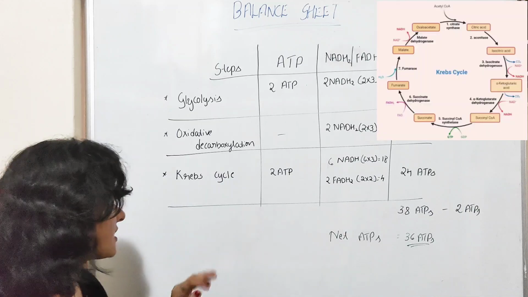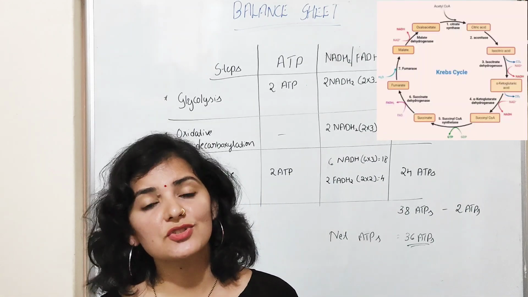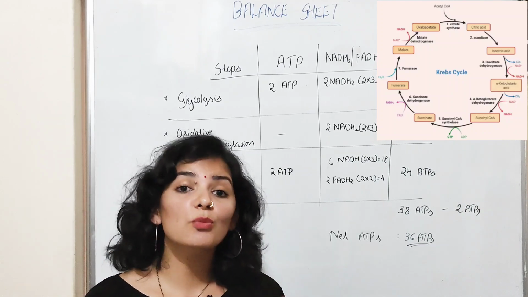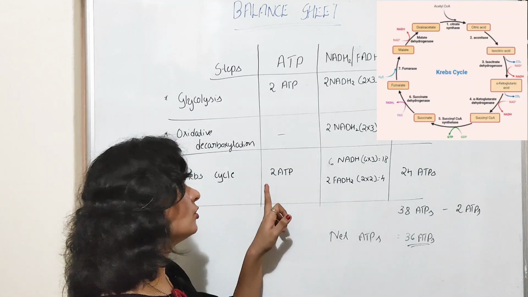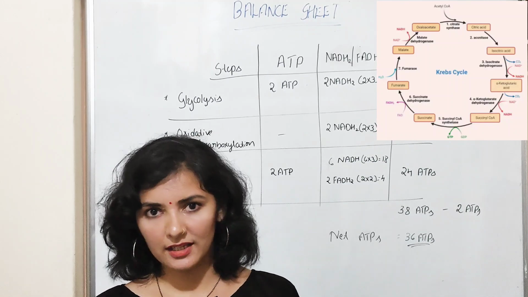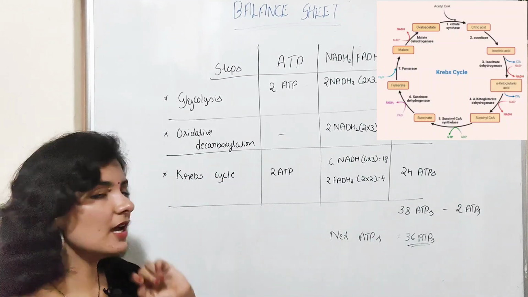Next, or third step, is the Krebs cycle. In the Krebs cycle, ATP is produced during the conversion of succinyl-CoA to succinate, and 2 molecules of acetyl-CoA undergo 2 Krebs cycles. That's why a total of 2 ATPs are produced during the conversion of 2 molecules of succinyl-CoA to 2 molecules of succinate. So 2 ATPs are produced in the Krebs cycle.